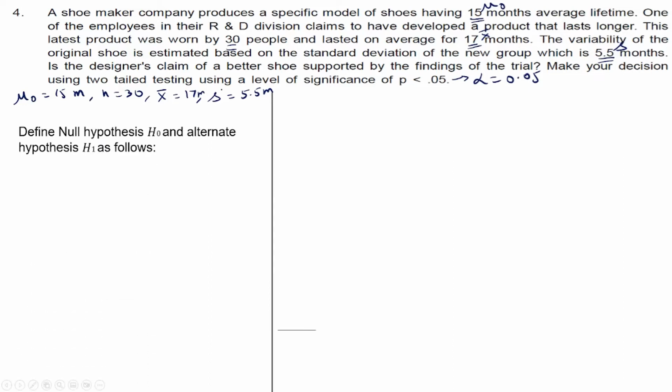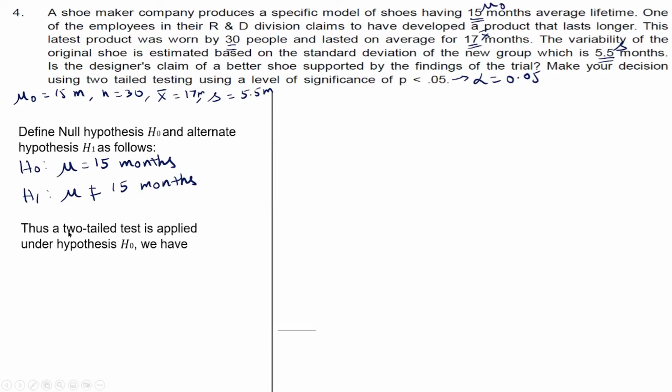Now let us write the null and the alternate hypothesis. Define null hypothesis H naught and alternate hypothesis H1 as follows. H naught is mu equal to 15 months. Alternate hypothesis H1 is mu not equal to 15 months. Here we are asked to make a decision using a two-tailed test. So it is given directly in the question. So we have the alternate hypothesis of this form. Thus a two-tailed test is applied.